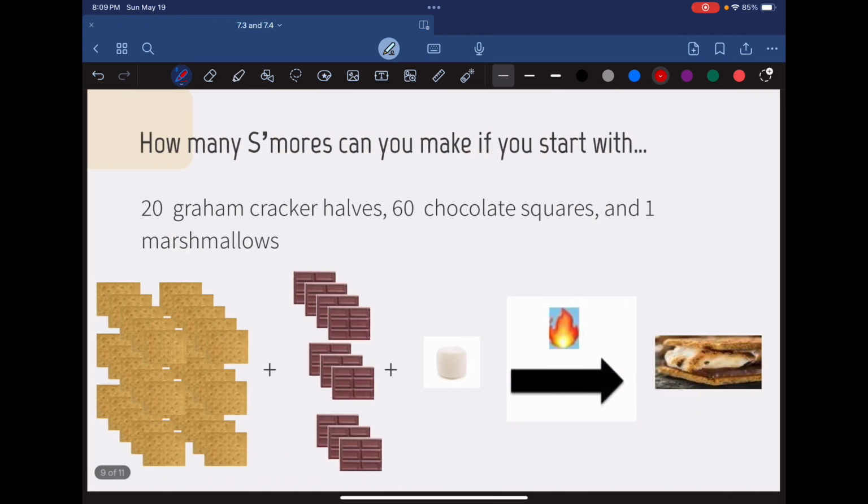Well, what if I gave you 20 graham cracker halves, 60 chocolate squares, and 1 marshmallow? Hopefully you quickly thought you could only make 1 s'more, and that's because you only had 1 marshmallow. There were no more marshmallows to make any more s'mores. And there you have it. You already figured out how to get the limiting reactant.